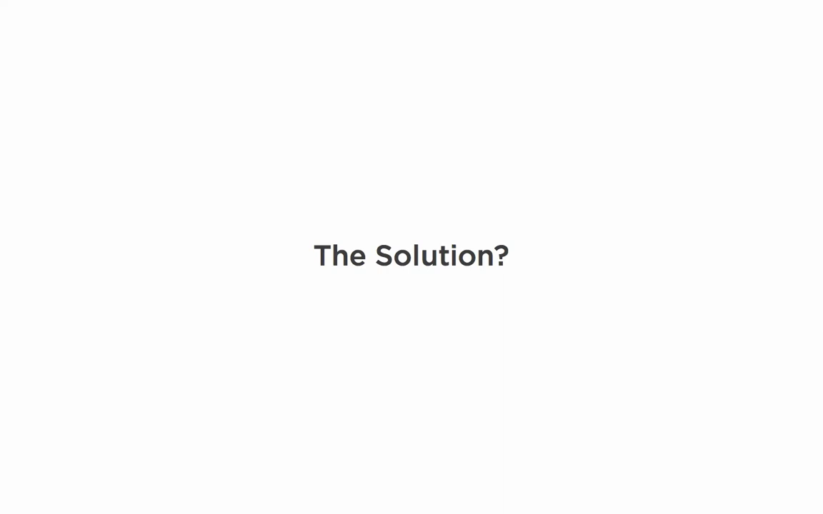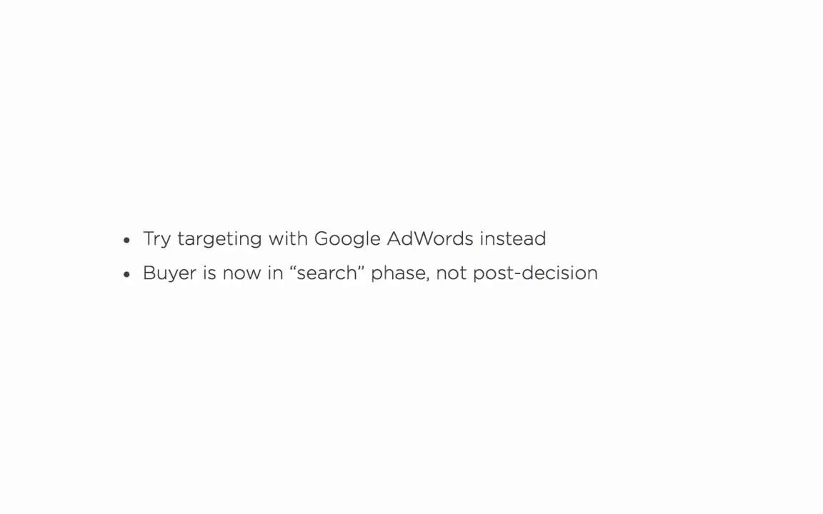So how do you solve that? What was the solution that I came up with? So what I decided to do was to target that same campaign, same landing page, same idea, and target that with AdWords, with Google. So the key difference here is that now my leads, my prospects, the people I'm trying to find, are now in a search phase, not a post-decision phase.